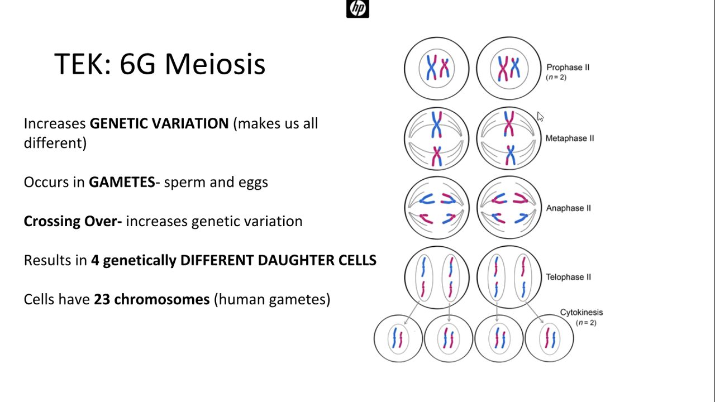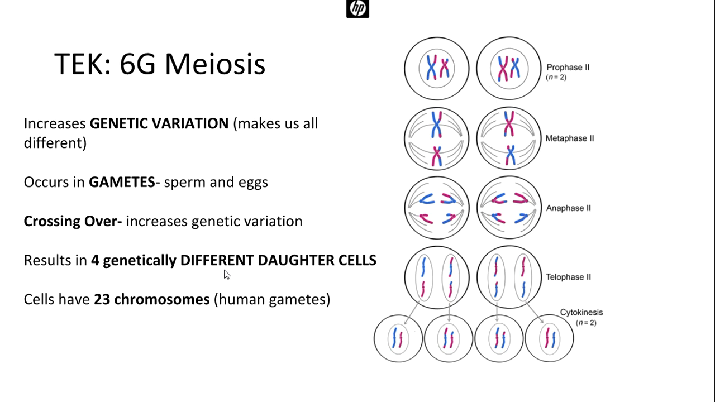Last topic we covered was meiosis, which is for the formation of gametes. And remember that gametes are sperm and egg. When we make gametes, we want every single sperm to be different. We want every single egg to be different, because this will increase our genetic variation, which, like we talked about in class, increases our chances of survival. Crossing over occurs during this process, during the formation of gametes. That increases genetic variation.